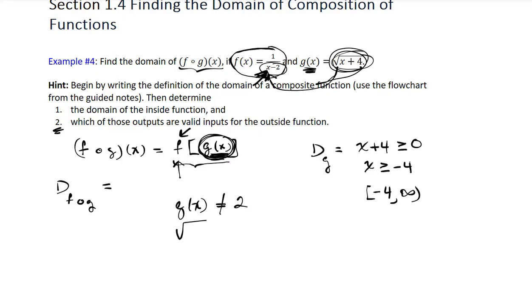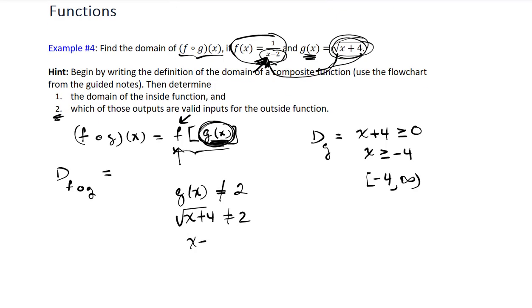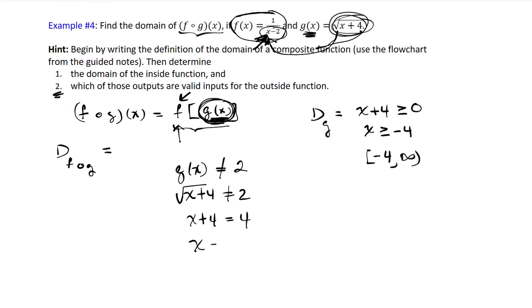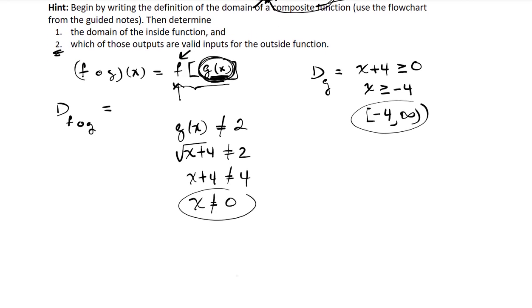So solving for that, this means square root of x plus 4 cannot be 2. We get x plus 4 cannot be 4. That's squaring both sides of that inequality and then moving the 4 over, which means that x cannot be 0. So first we had a set of x for which it has to be greater than or equal to negative 4, and now we need to exclude the number 0 from that set.